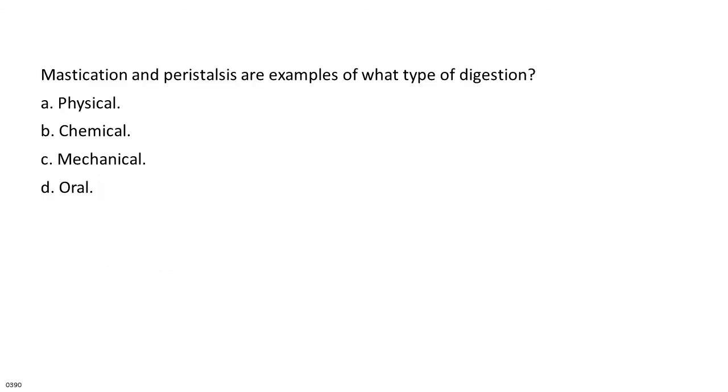Mastication and peristalsis are examples of what type of digestion? A. Physical. B. Chemical. C. Mechanical. D. Oral.